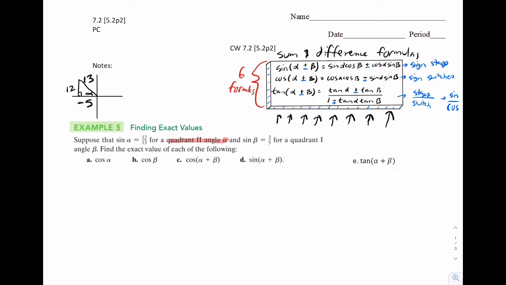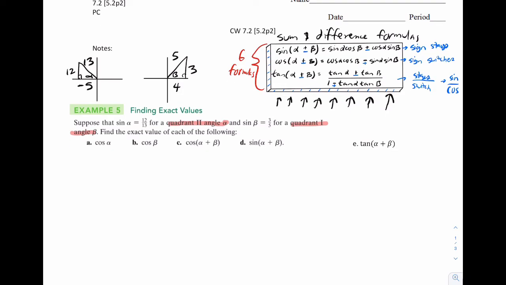We keep reading. Sine of beta is 3 over 5 for a quadrant 1 angle beta, so let's draw a second triangle. That's quadrant 1, that's beta. Sine is 3 over 5, which means adjacent is clearly 4. And now we're going to use those triangles to figure this out.